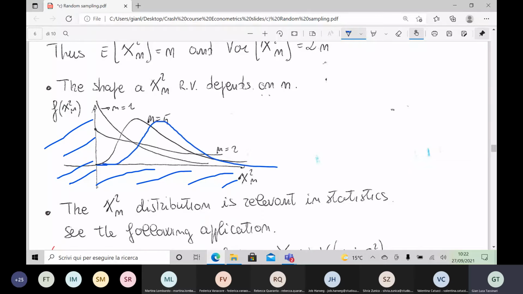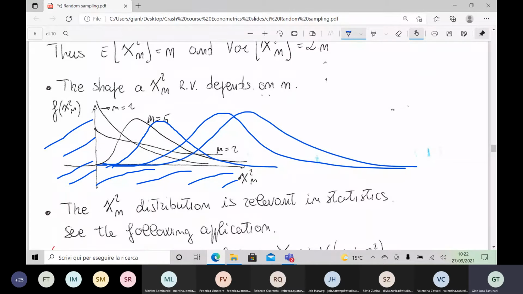You tend to have something which seems symmetric, even if it is not. It's not really symmetric because it goes from 0 to plus infinity. I mean, here you cannot go beyond on the left of 0. However, what I want to tell you is that the bigger the number of degrees of freedom, the more symmetric the distribution tends to be. And remember that all the area below the density must be equal to 1.